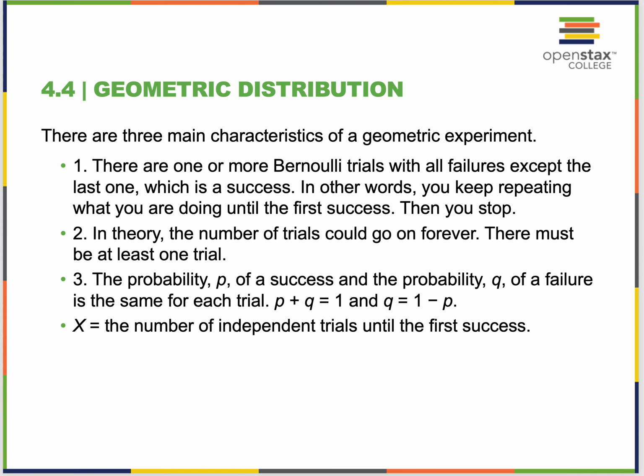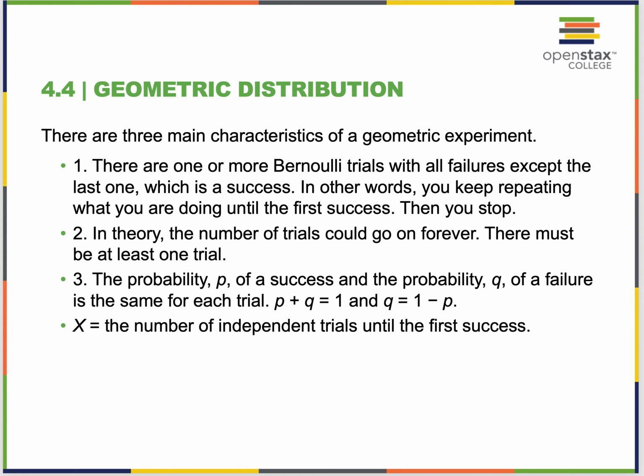There are one or more Bernoulli trials with all failures except the last one. So we keep getting failure, failure, failure. We're looking to get the first success. So you keep repeating it until you find success. You know, if at first you do not succeed, keep trying until you get it. So in theory, the number of trials could go on forever. Like if you're flipping a coin, the first time you get a head, you could theoretically flip all tails. It would be really astonishing if that happened. There would be a low probability that you would have an infinite number of tails or 1,000 tails.